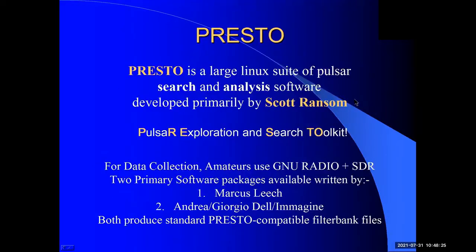Right, PRESTO is a large Linux suite of pulsar search and analysis software. It was developed primarily by Scott Ransom. He started it almost 20 years ago. To date, it's detected over 1,000 pulsars. PRESTO stands for Pulsar Exploration and Search Toolkit.